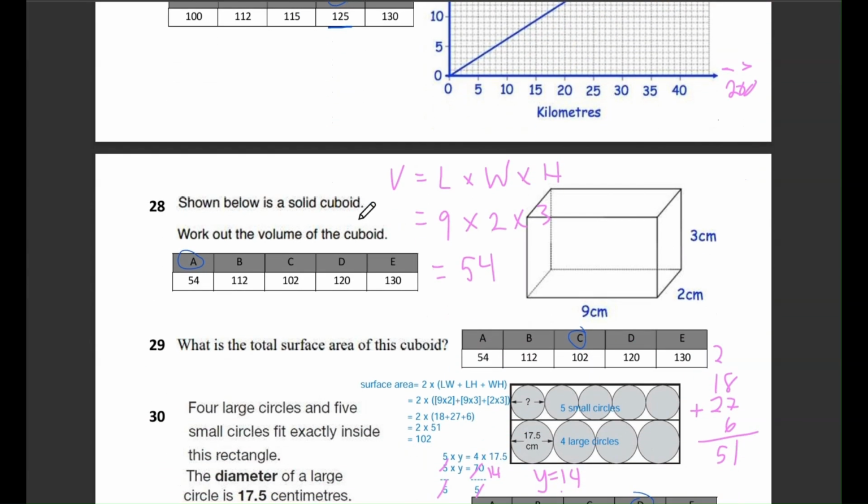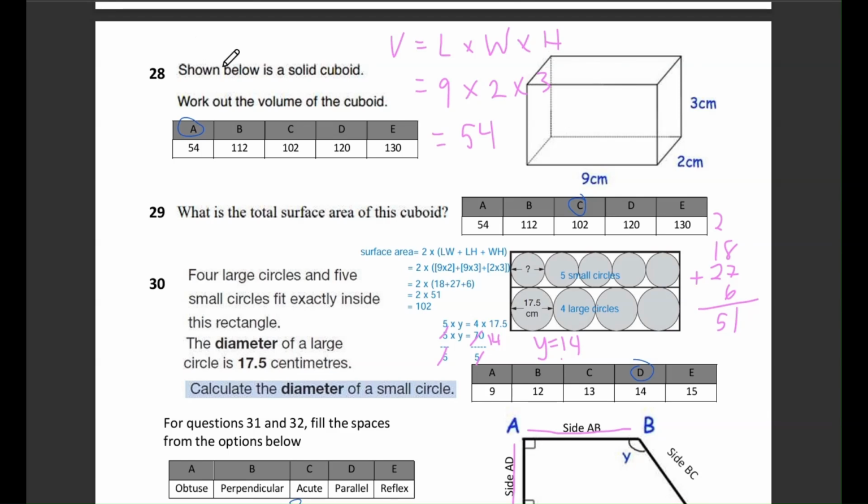Question 28. All right, let's look at the next question. It says, we have a solid cuboid, which is a 3D shape that looks like a box. This cuboid is 9 centimeters long, 3 centimeters wide, and 2 centimeters high. We need to find the volume of this shape. Volume is basically how much space a 3D object takes up.